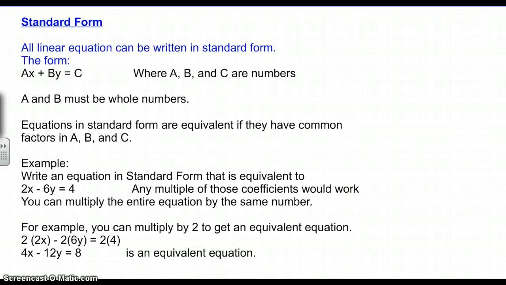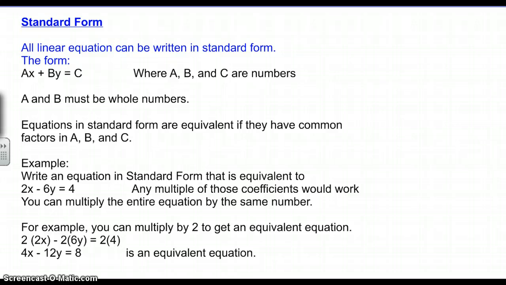This is section 5.4, writing equations in standard form. All linear equations can actually be written in standard form. The form is ax plus by equals c, and here a, b, and c are all numbers. The tricky part is that a and b have to be whole numbers here. So a, b, and c are numbers, but a and b have to be whole.